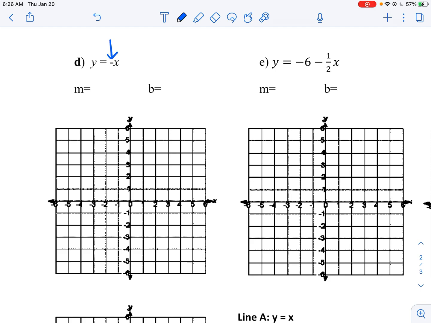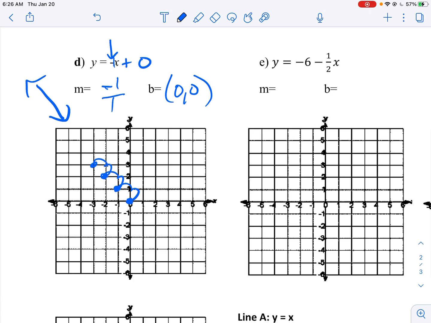So let's look at this. This says a negative. That's like having a -1 right there. My slope is -1. My y-intercept, there's nothing added. Remember, this is proportional. It goes through 0, 0. So this is the point 0, 0. Now this line is going to go downhill, not uphill. So if I go up 1, I have to go to the left because that would cause it to have a negative slope. Up 1 to the left 1.